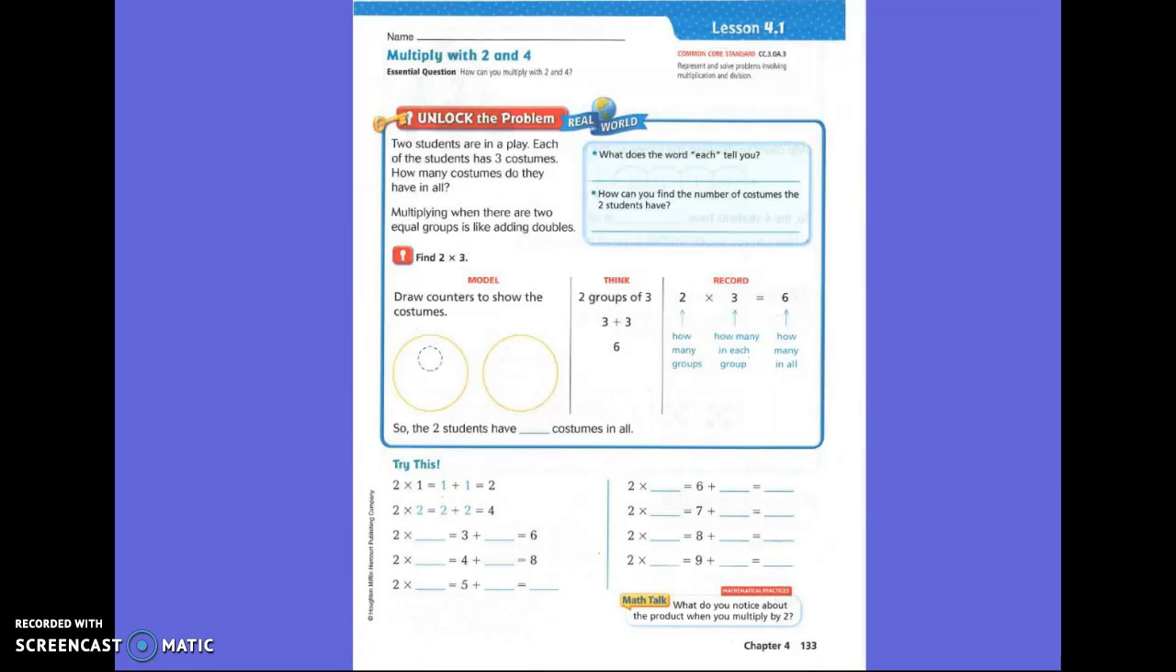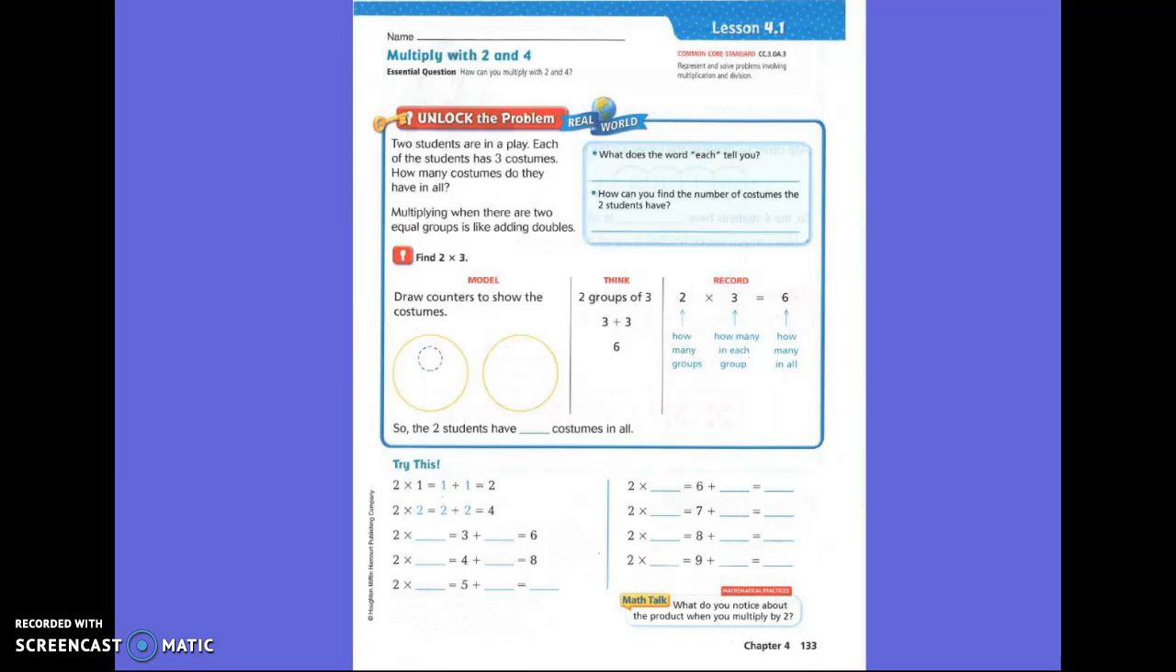All right, now, what does the word each tell you? Each is another multiplication word, okay? Each is a multiplication word. Everybody, what does each mean? It's a multiplication word, right, Eli? Okay. So what does each tell you? Each of the students has 3 costumes. So each means that they are going to be 3 costumes.